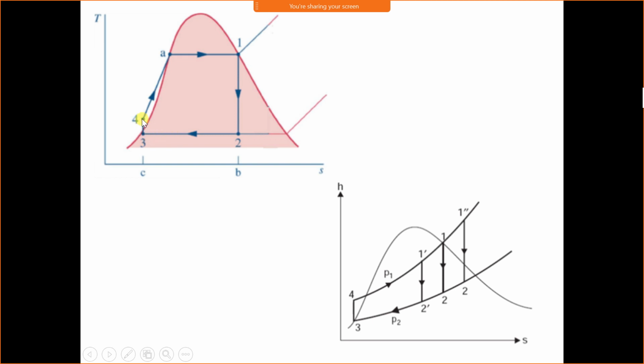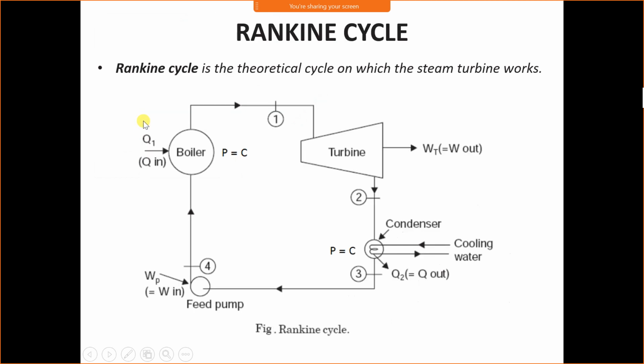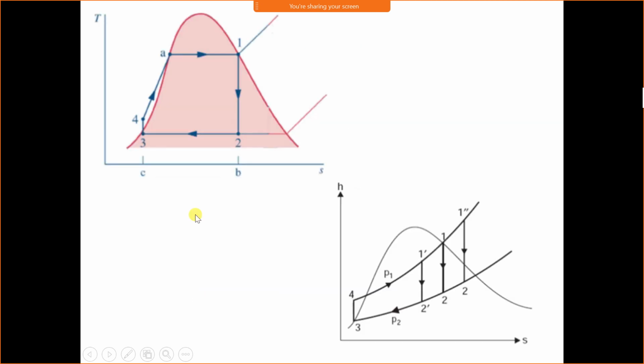Now process 3 to 4 is a pumping process. At point 3, saturated water enters the pump, and the pump pressurizes that saturated water, and that water enters the boiler. While pumping, pressure increases. As the pressure increases, the temperature of the fluid also increases.